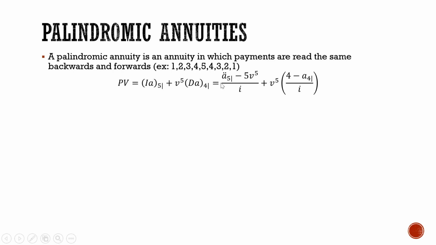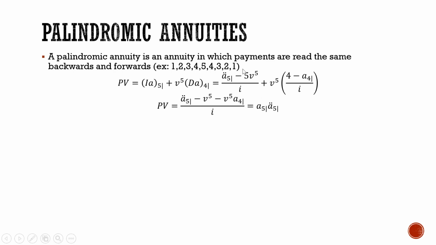So the present value of this example is IA5. That means we drop it to after time 5. So the first 5 terms become IA5, and the last 4 is DA4, but because it starts at time 6, we have to multiply by v to the 5th. So this becomes (a double dot 5 minus 5v to the 5)/i plus v to the 5th times (4 minus a4)/i. And the formulas for these are a5 and a double dot 5.